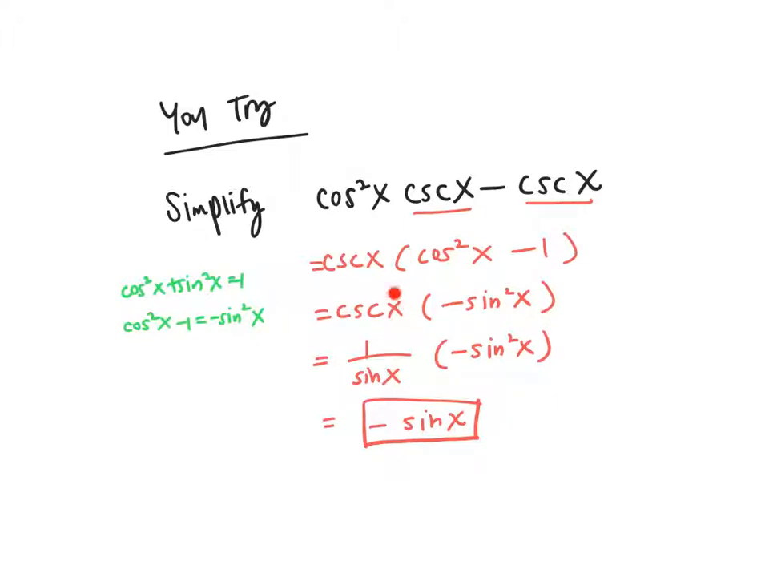And notice that cosecant of x is equivalent to the reciprocal identity 1 over sine of x. So I can replace that there. And when I multiply these together, one of the sine of x's cancel out, leaving me with negative sine of x. Remember, this is like over 1. So you have negative sine squared x over sine of x. And one of the sine of x's cancel out.